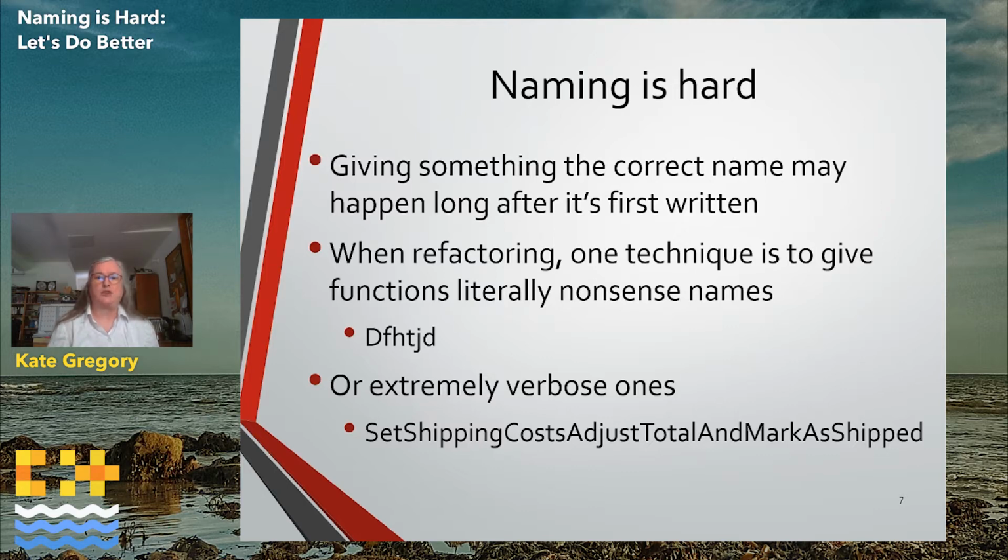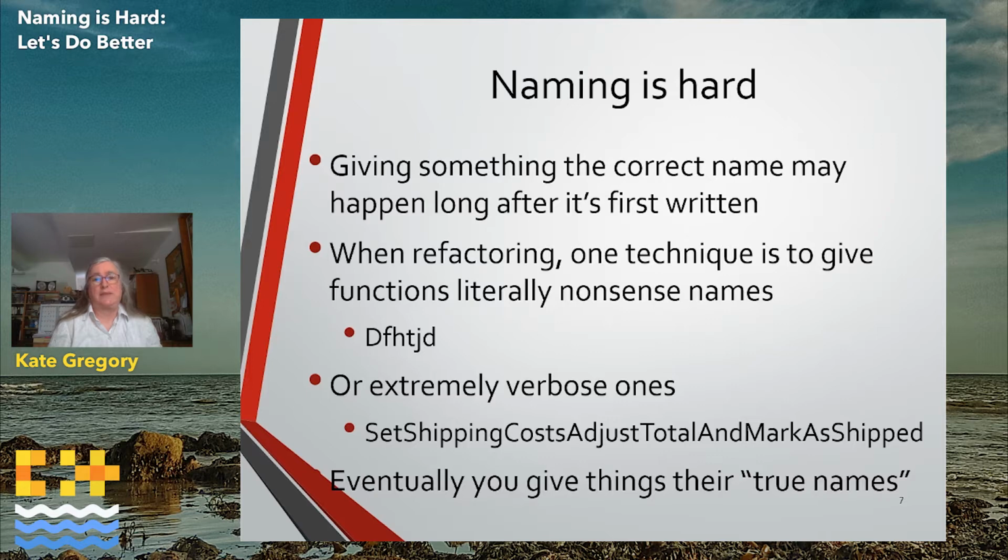And so eventually, as you start to learn what dollar amount 3 is, the name becomes, let's say, set shipping costs, adjust total, mark as shipped. And then you're like, oh, it's ship. This is everything we do when we ship the order. And then it gets its real name. It may take a while before things get their true names.